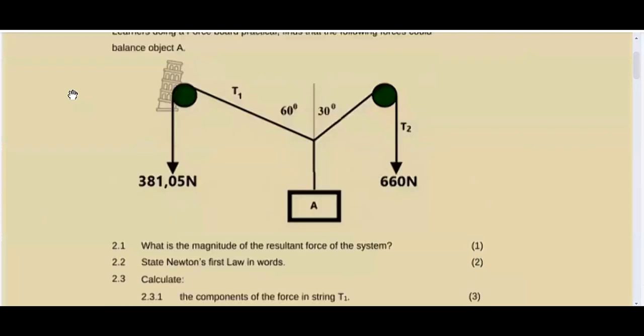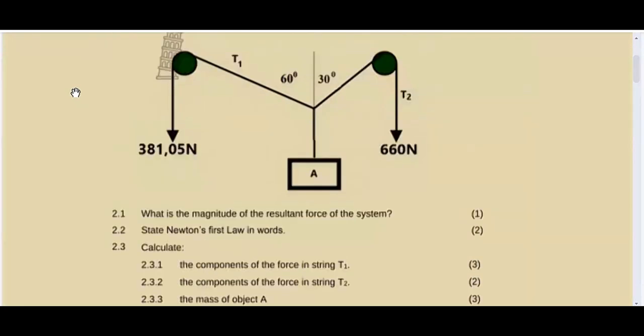We are given 2.3. It says 2.3, calculate the components of the force in string T1, right? Now, looking at T1, we can see that this force here is acting at an angle of 60 degrees to the vertical line, to the y-axis. But then I need you to note something, NB. Whenever we are trying to resolve a force into components, the angle that we should consider should always be between the x-axis and the force, right?